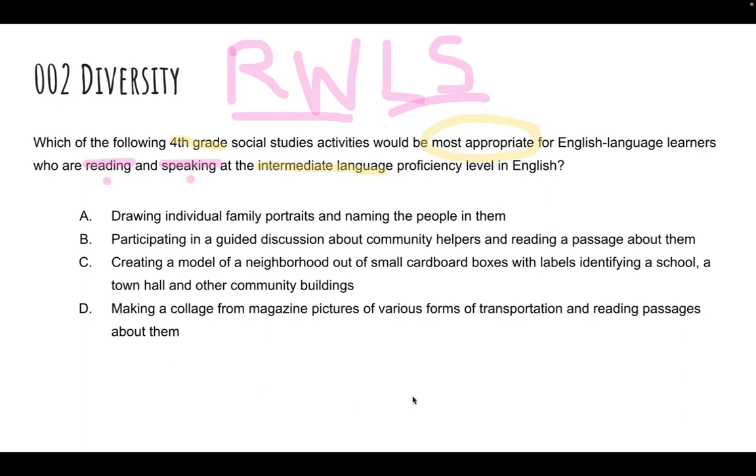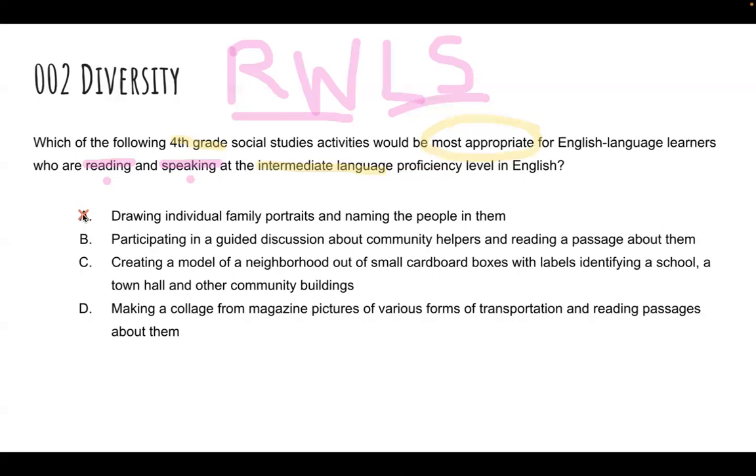Now, let's go back. We're looking for something that is reading and speaking for our intermediate language proficiency students. And they're in the fourth grade, remember. So what can we eliminate? Because we know it's not most appropriate for our goal, for what we need to happen in order to enhance reading and speaking skills. Letter A.